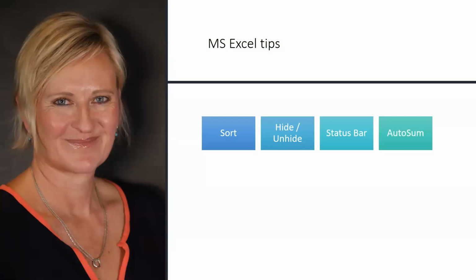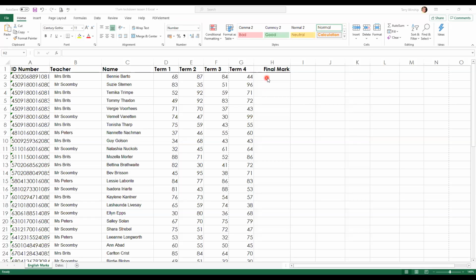What we want to look at now is using the Autosum feature in Excel. We want to place the final mark here, which is the average of the sum of term 1, term 2, term 3, term 4. If we highlight these, here we can get what the average is, 70.75. But we don't want to highlight the figures, we actually want the calculation.